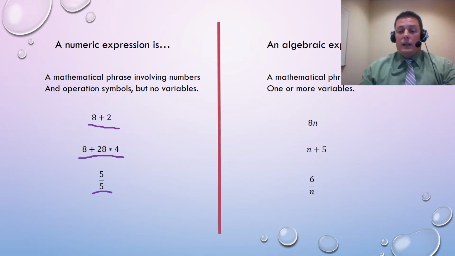An algebraic expression includes a variable, a symbol, which is usually a letter, to represent some value. So here our examples are 8n, where n is some unknown value, n plus 5, 6 divided by n. Hopefully you get the point. This is when we're going to add in a variable to represent some unknown value.